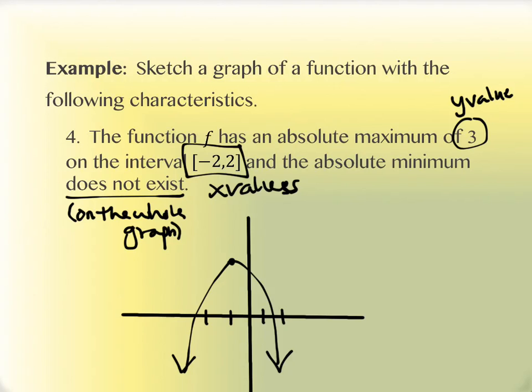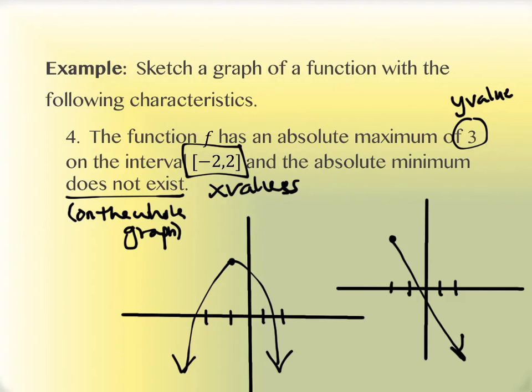Is this the only graph? Well, absolutely not. I could actually have a graph that does this. It's not a very good arrow at the end there, was it? This has to be at a height of 3. That is a necessity because of the way it's described. Does that have an absolute maximum between -2 and 2? Yup. Does it extend down forever? Yup.